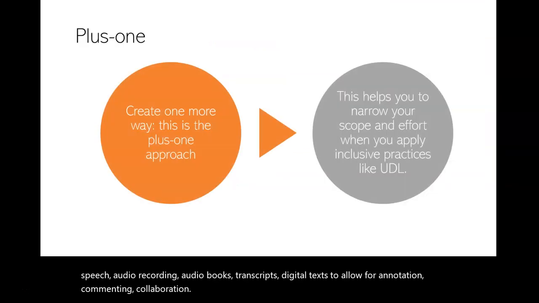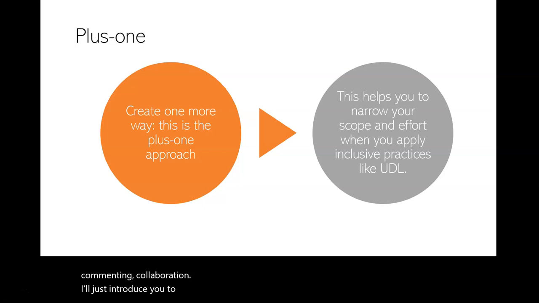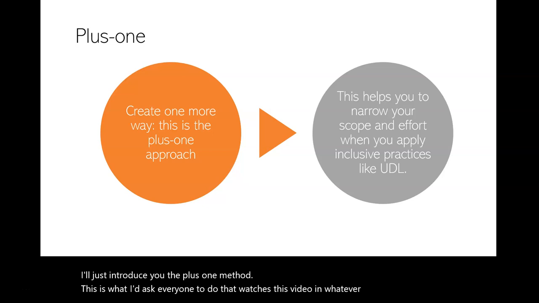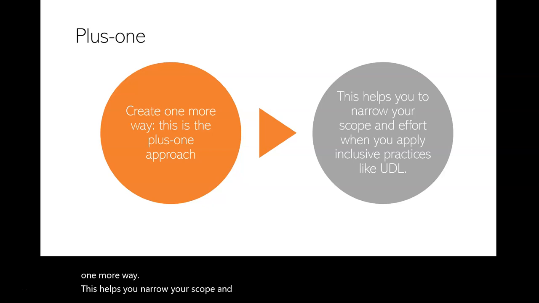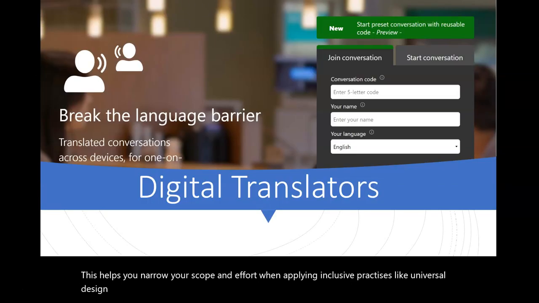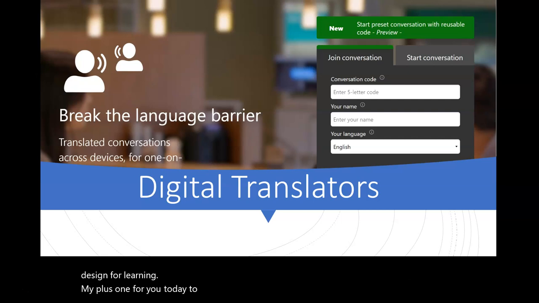I'll just introduce you to the +1 method. This is what I'd ask everyone that watches this video to do, in whatever your practice is. Create one more way. This helps you narrow your scope and effort when applying inclusive practices like Universal Design for Learning. My +1 for you today to try out is a digital translator to break down language barriers.